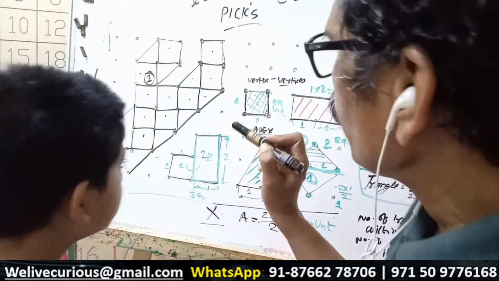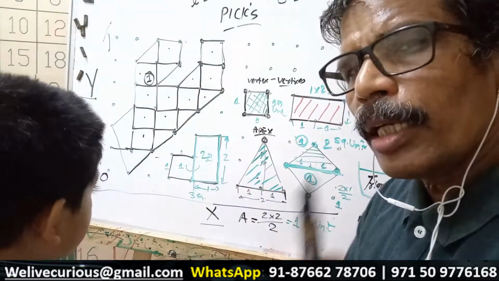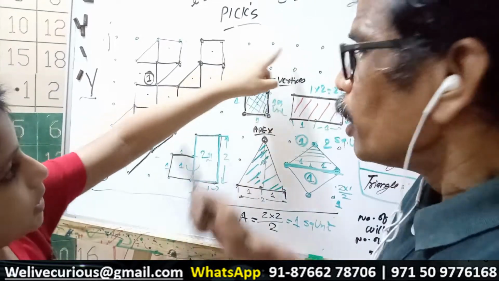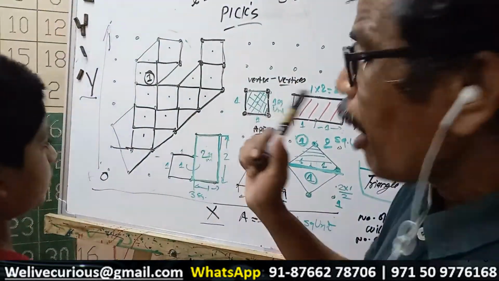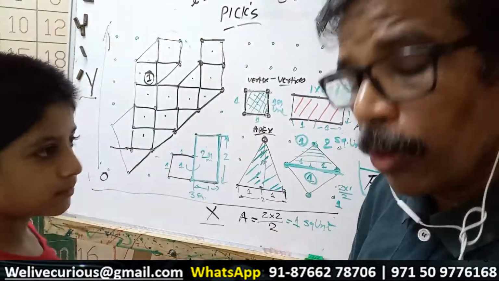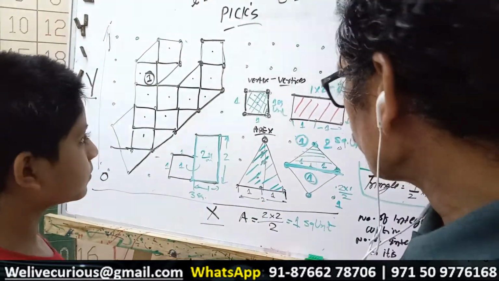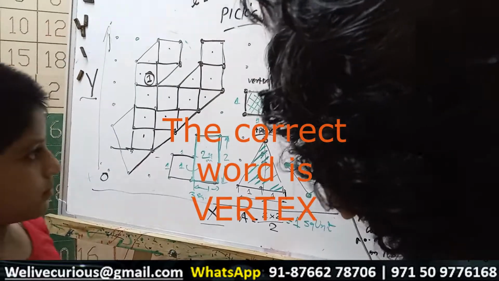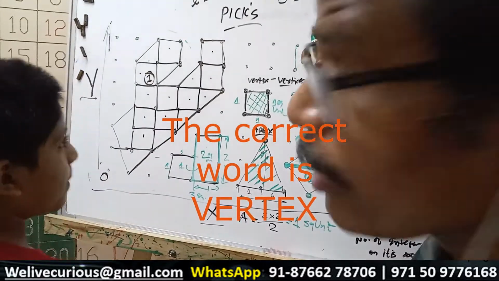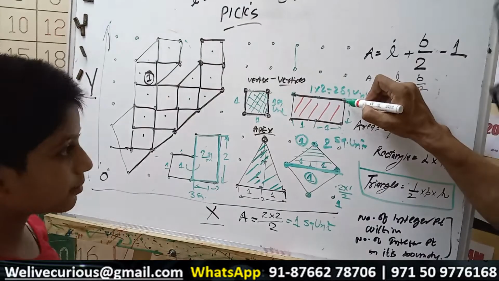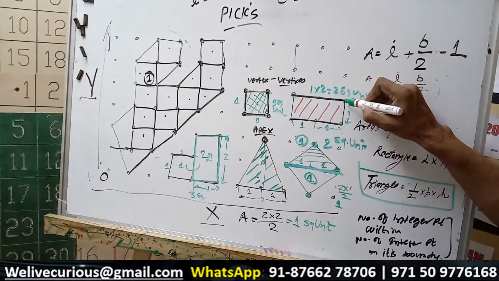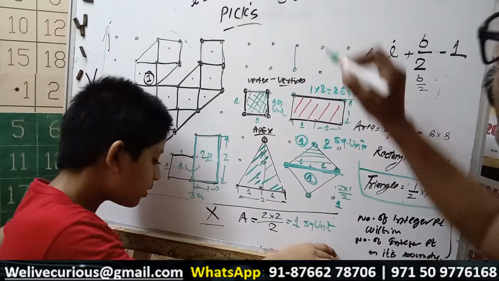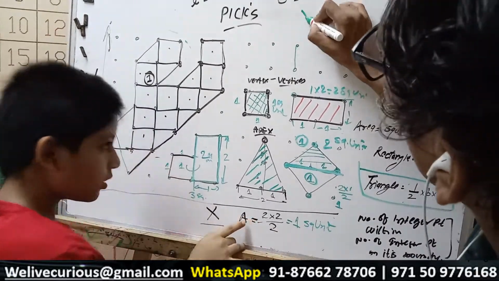So here is where we can use it. Look here. These figures are on graph paper. You remember I talked to you about apex? Apex is the corners, right? This corner is on the graph paper, right? Here also it is on the graph paper. Here also.